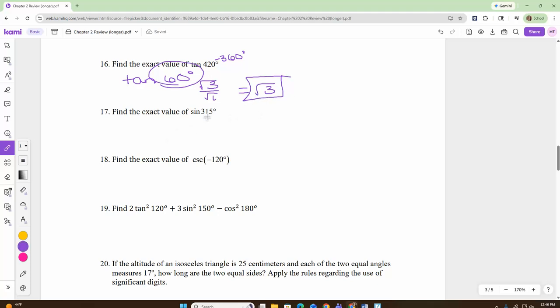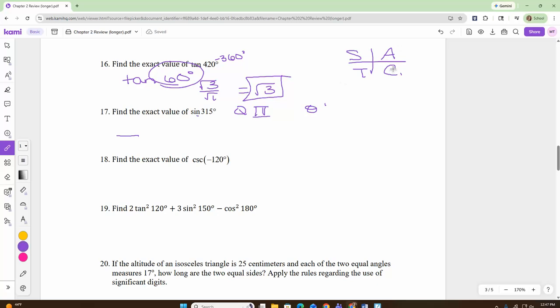Now, when I say something like 315, I can't just subtract 360 there. So what work do I want? Two things I asked you to write down on this. What quadrant is 315 in? And remember, we look at the quadrant so we know if it's positive or negative. In quadrant 4, cosine is positive, so that means sine is going to be negative.